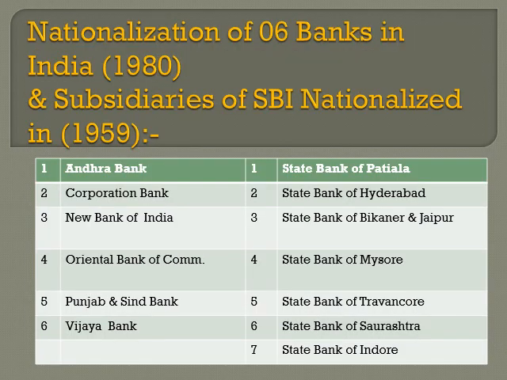Nationalization of six banks in 1980 and subsidiary of SBI in 1959. Okay, so the six banks which were nationalized in 1980 are Corporation Bank, New Bank of India, Oriental Bank of Commerce, Punjab and Sindh Bank, and Vijaya Bank. And the subsidiaries of SBI are State Bank of Hyderabad, State Bank of Bikaner and Jaipur, State Bank of Mysore, State Bank of Travancore, State Bank of Saurashtra, and State Bank of Indore.